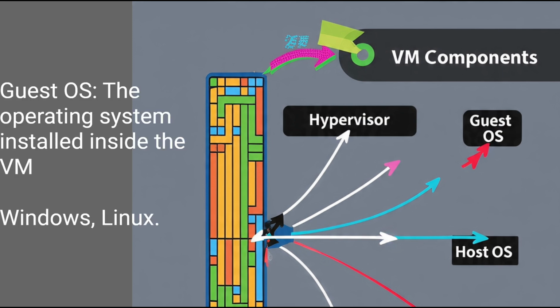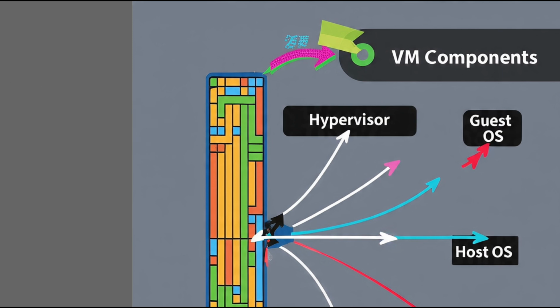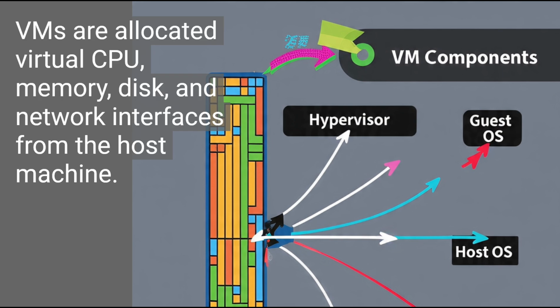Guest operating system: the operating system installed inside the virtual machine, like Windows or Linux. Host operating system: the operating system running on the physical machine on which we have created virtual machines. And virtual resources: VMs are allocated virtual CPU, memory, disk, and network interfaces from the host machine.